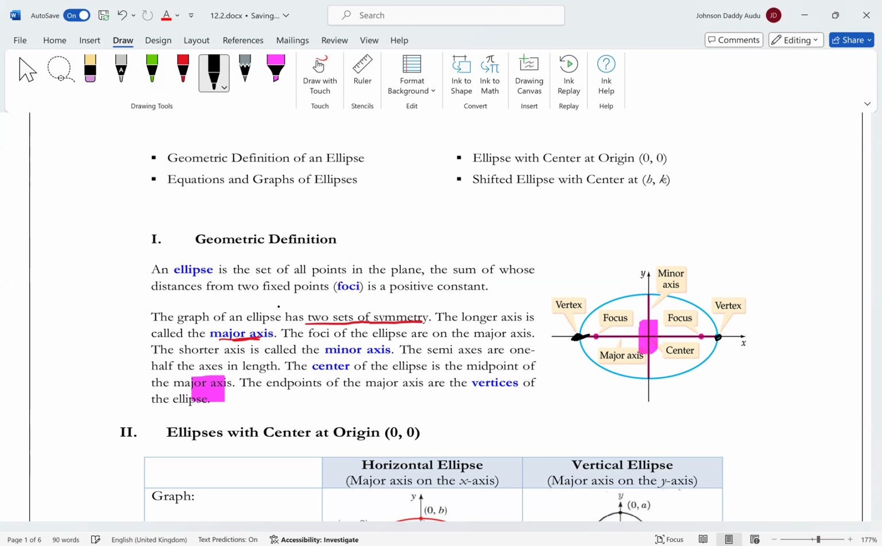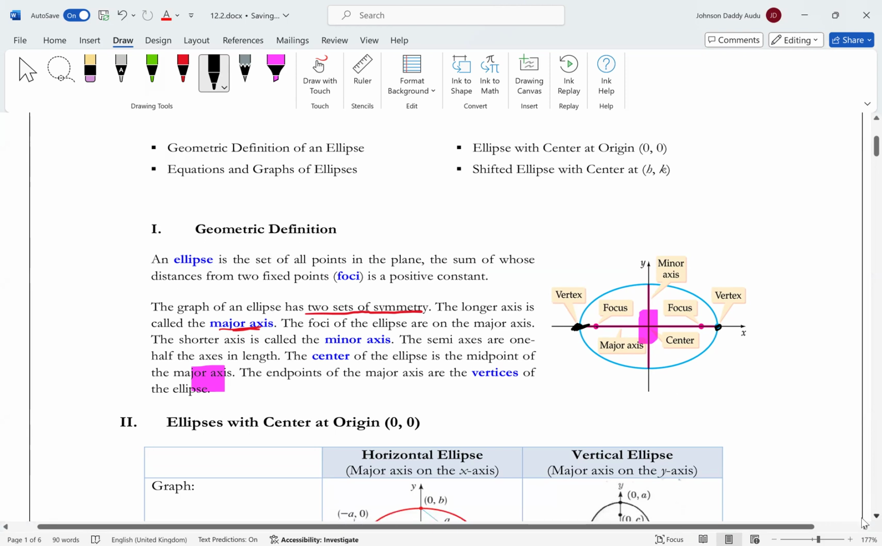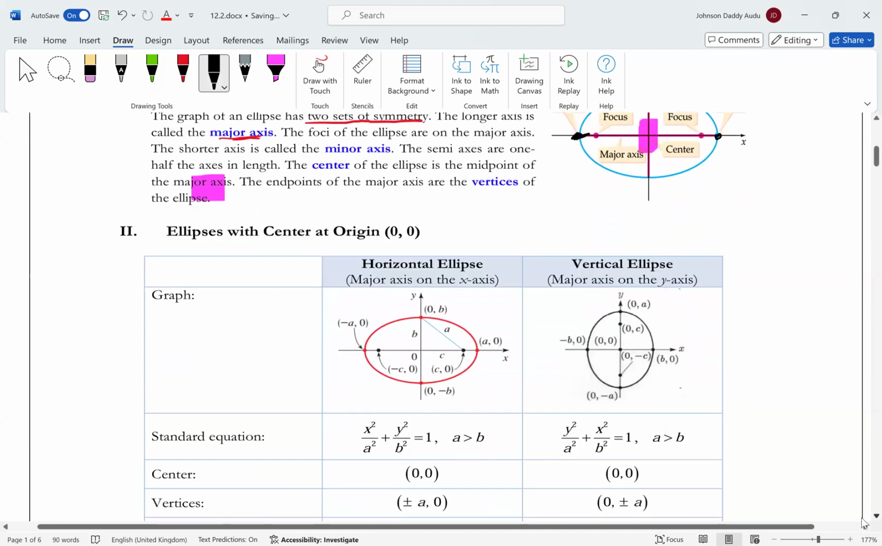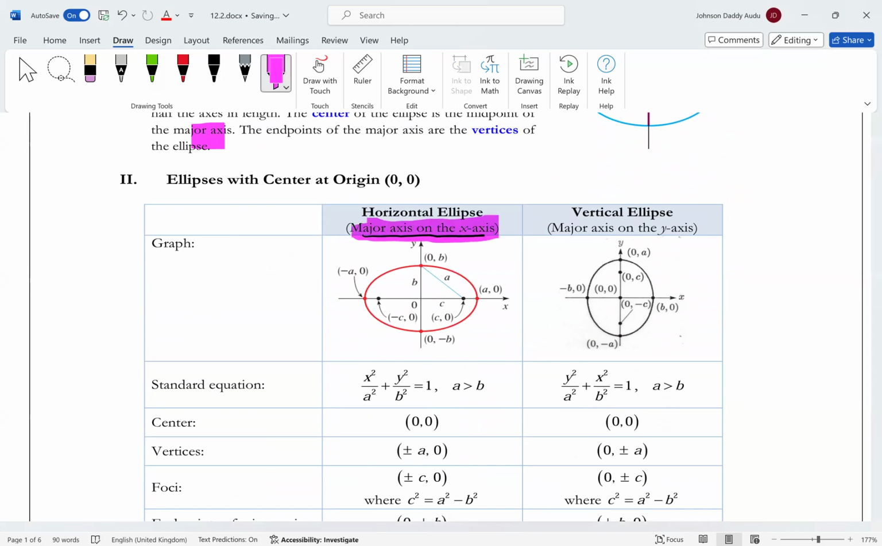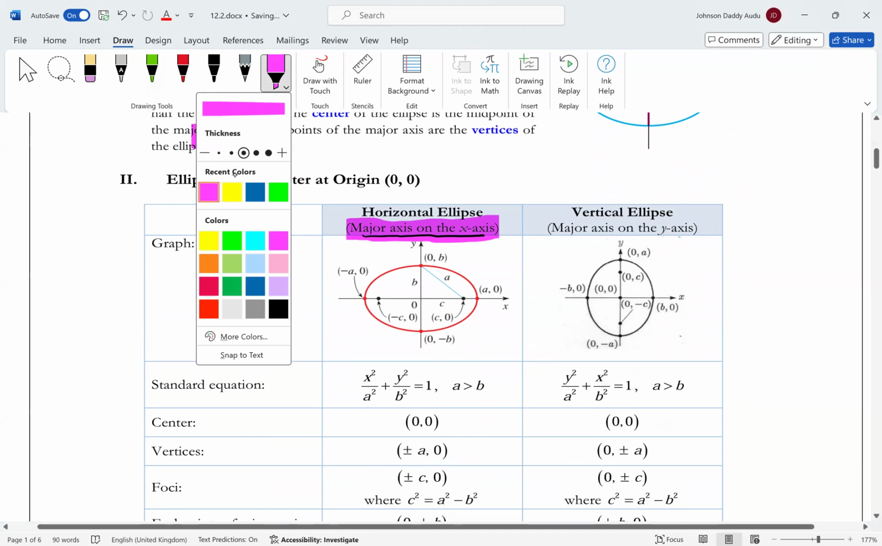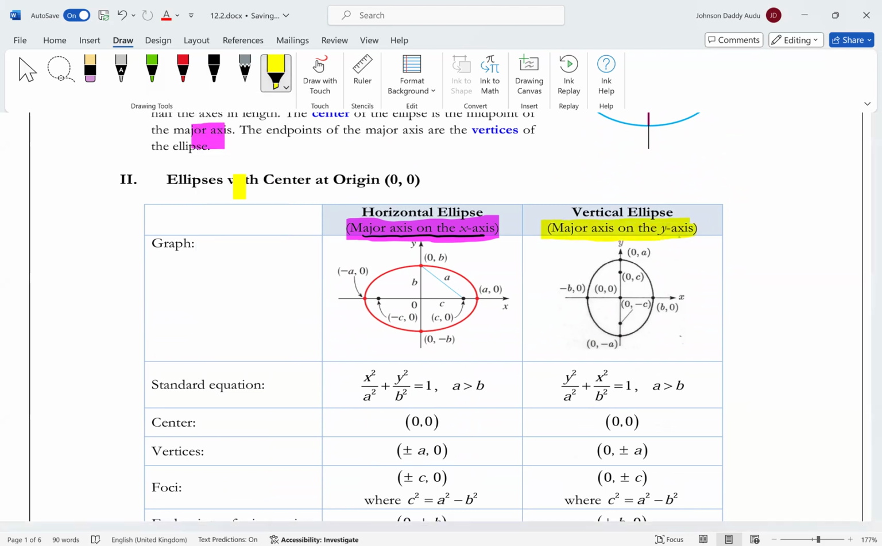So let's discuss the two types of ellipse we have: the horizontal ellipse and the vertical ellipse. Now, if you look at this table, we have an ellipse which is centered at the origin. For a horizontal ellipse, the major axis is the x-axis. It means that the x-axis is the longest. While in the case of the vertical ellipse, the y-axis is the longest, so it is the major axis.